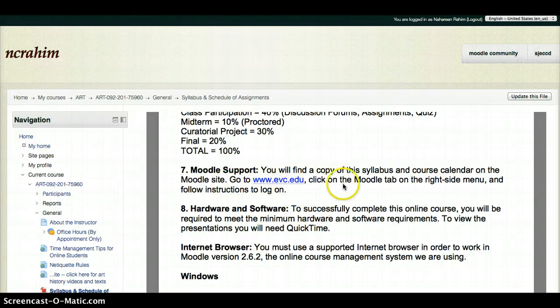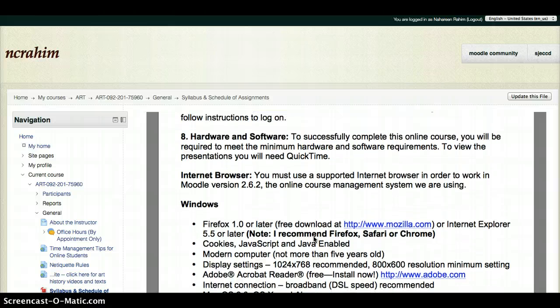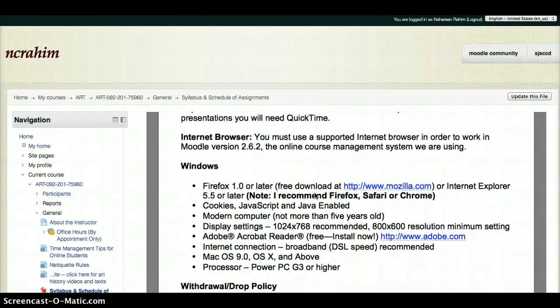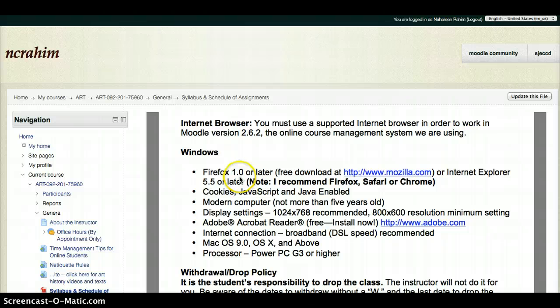Here's the logon instructions to go onto Moodle. Pretty basic. Hopefully you will have all done that by now. We have a couple hardware, software requirements. To view the presentations that I'm giving, you will need QuickTime, and all my presentations are on Moodle. You need a good internet browser to support the version of Moodle we're using. So Firefox 1 or later, I recommend Firefox, Safari, or Chrome. You need a computer that's hopefully not more than 5 years old. And like I said, a good internet speed, daily access to the computer. Here's the resolution settings that you need.